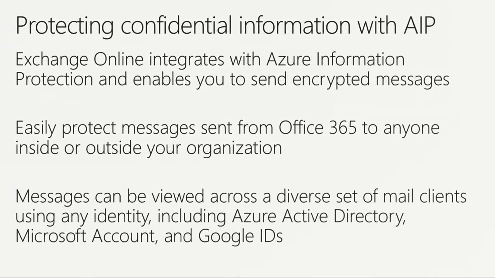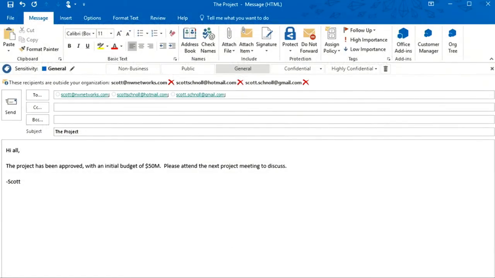All right, let's talk about protecting confidential information with AIP. So again, for those of you running Exchange Online, we have made a considerable amount of investments that provide you with a simpler and more intuitive way to secure email, and it's all based upon Azure Information Protection. I'm going to just run through the demo real quick to show you.